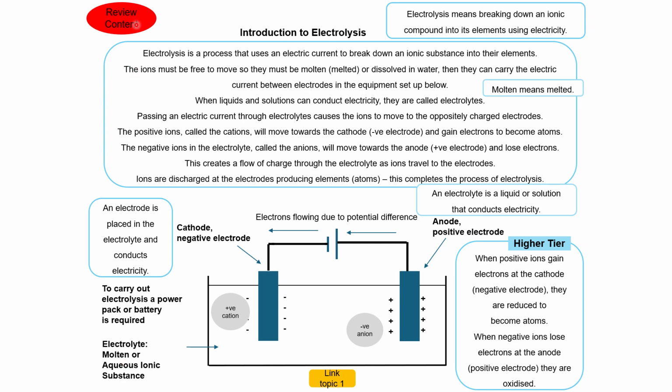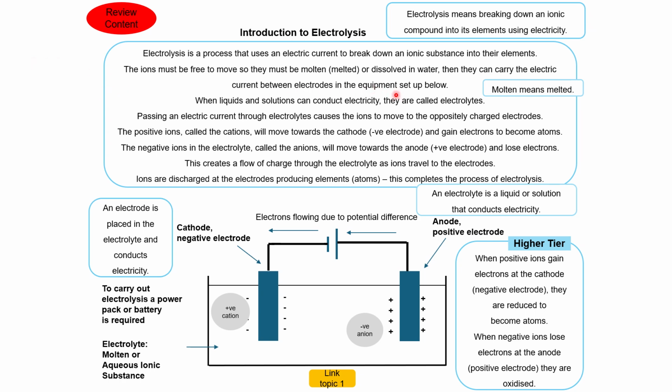Introduction to electrolysis. So, electrolysis means breaking down an ionic compound into its elements using electricity. Electrolysis is a process that uses an electric current to break down an ionic substance into their elements. The ions must be free to move, so they must be molten, which means melted, or dissolved in water. Then they can carry the electric current between electrodes in the equipment set up below.